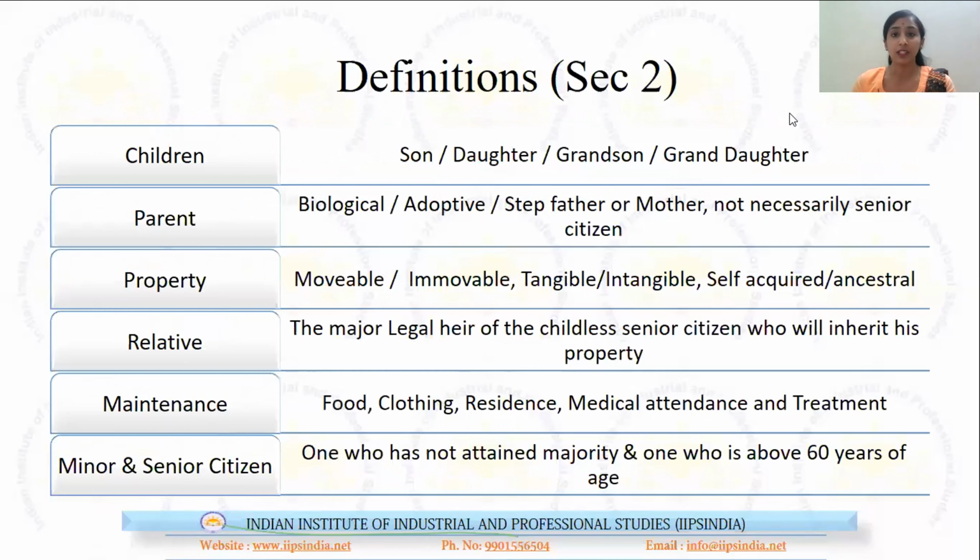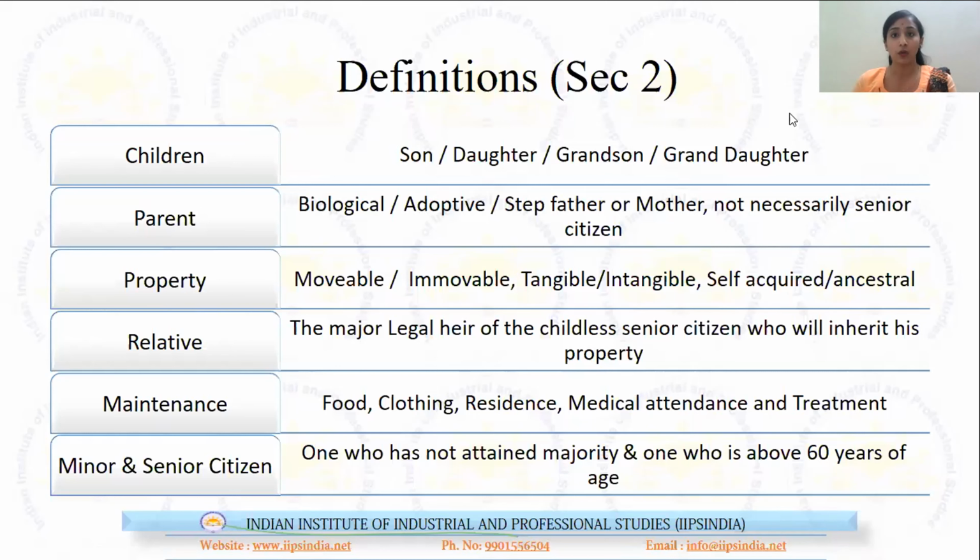To start with, first we will look into the definition part. The definition is covered under section 2. There are 6 terms which are very important to understand the provisions of this enactment. The first one is children. Under children, son, daughter, grandson and granddaughter, these 4 persons are covered under the category of children.